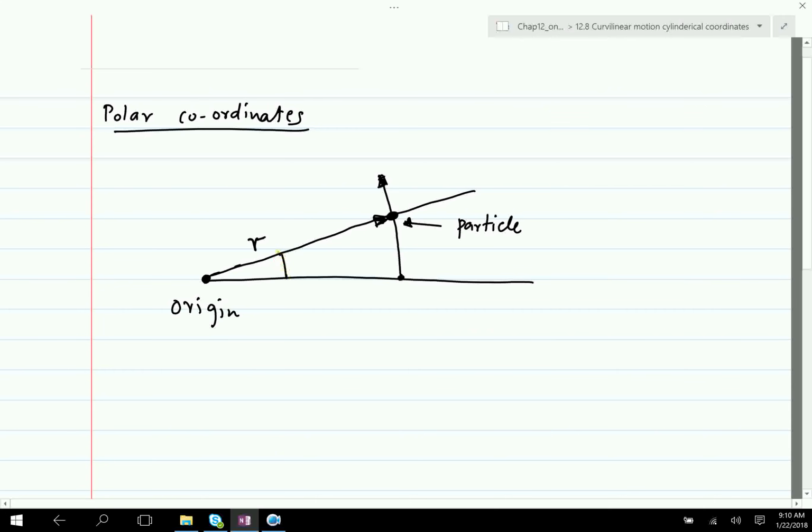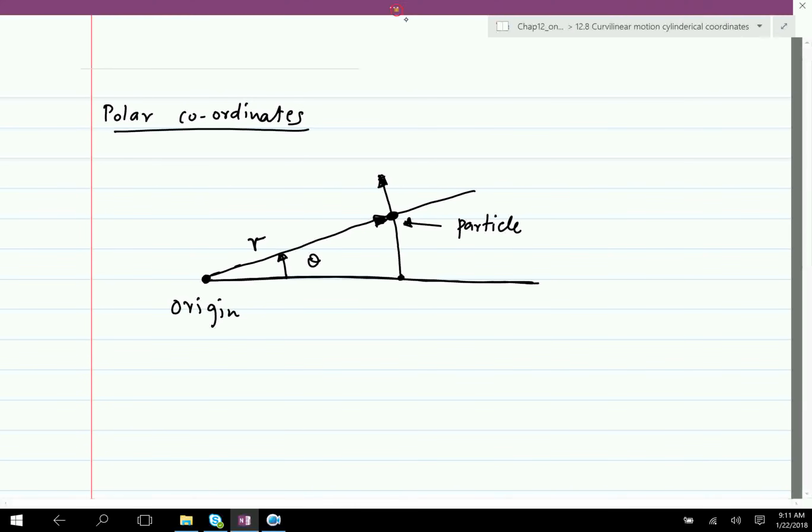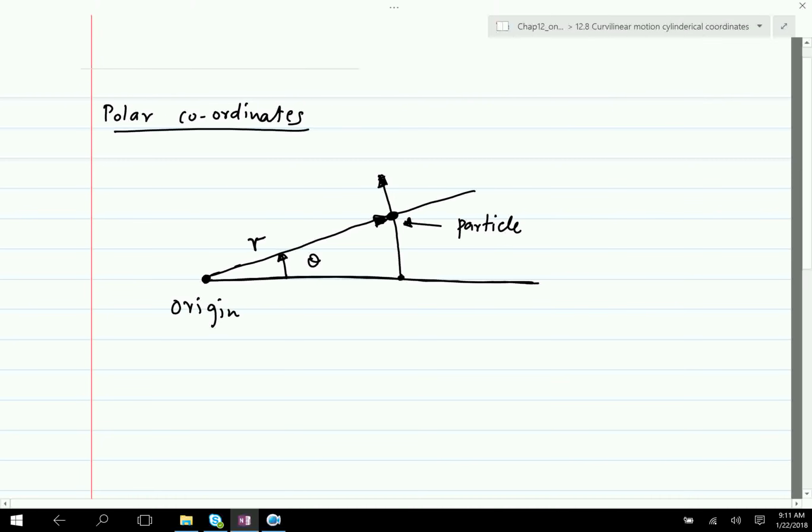So that's the distance of the particle from the line, a random line like this, about which we measure the motion, and theta is the angle made by the particle in time t. Then we can use r theta coordinates. Just like ut, un, i, j, k, similarly there is ur, u theta for this particular coordinate frame.